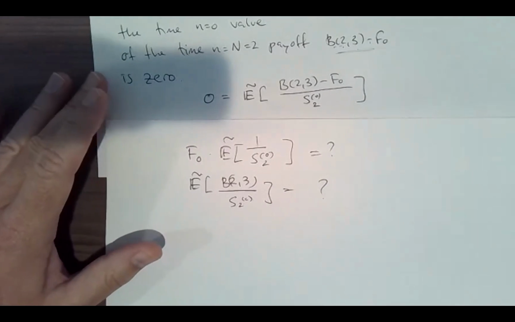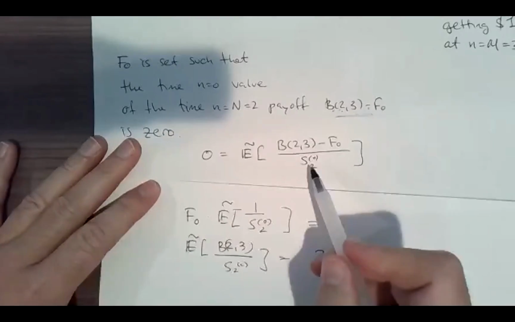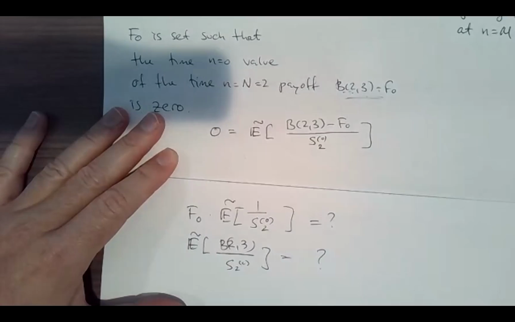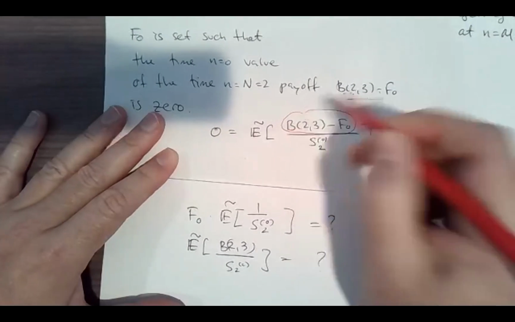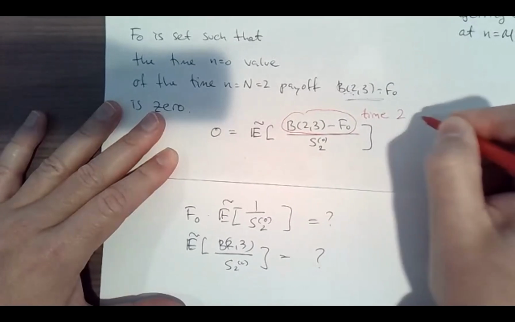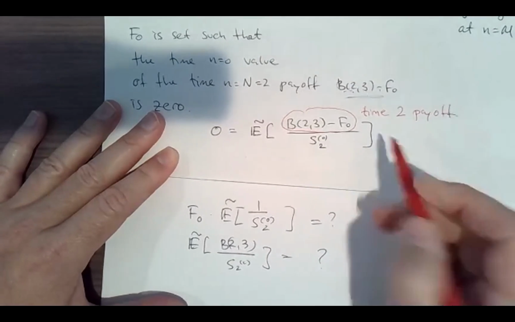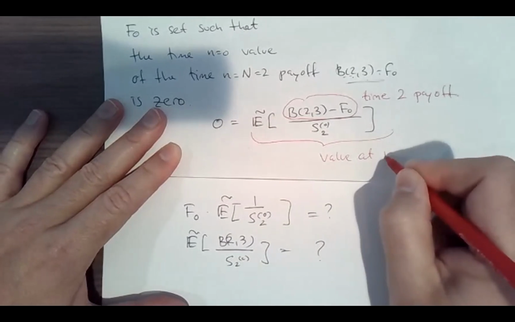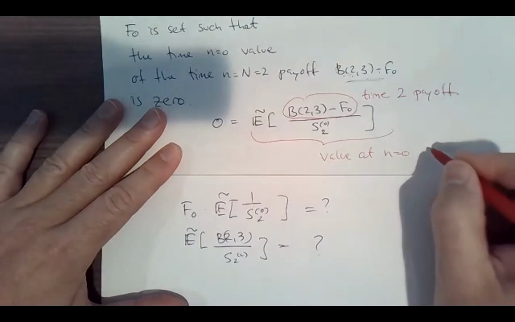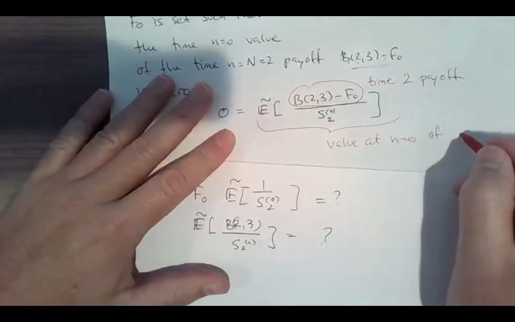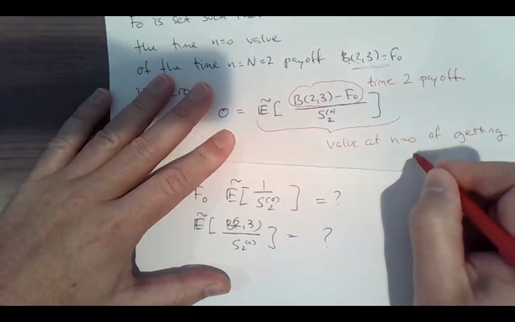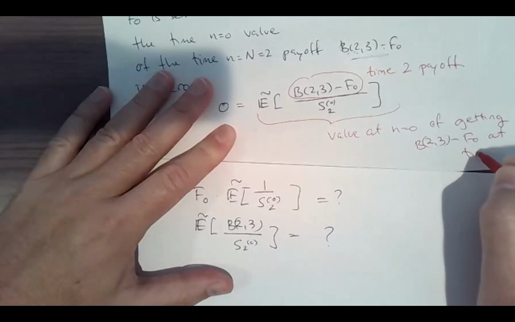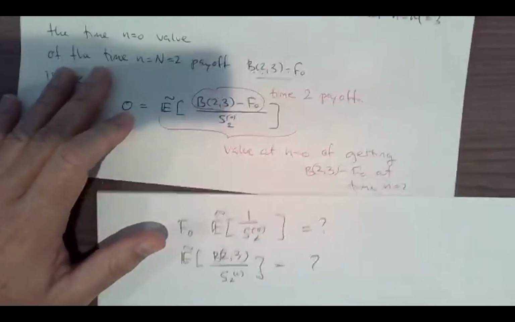Why S02? This is, you get the value here. This is, you get the payoff here at time 2. This here is the value at time 0 of getting B23 minus F0 at time 2. Okay.